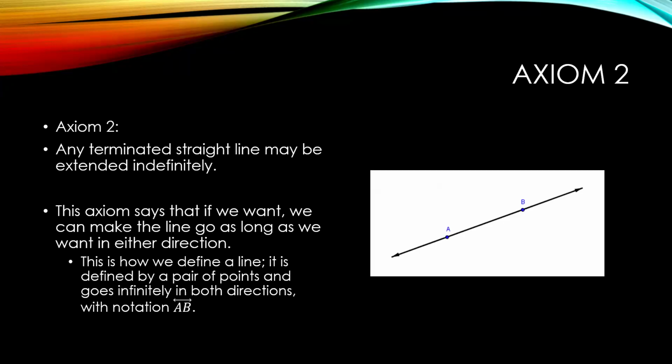Any terminated straight line may be extended indefinitely. That's axiom 2. And so now we've gone from the idea of a line segment to a line itself, something which goes on infinitely in both directions. It raises the question of what if we only wanted to go in one direction? Well, in that case, we would call it a ray. And we can do mathematics involving rays. Often when we're talking about angles, we're focused on the idea of rays.